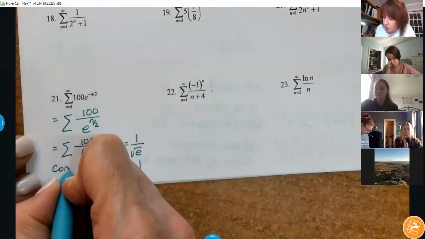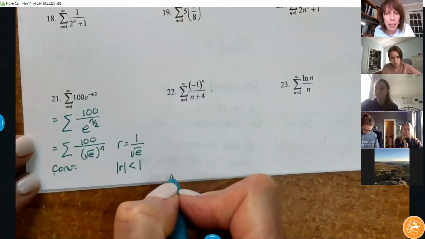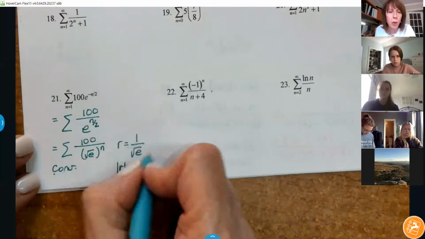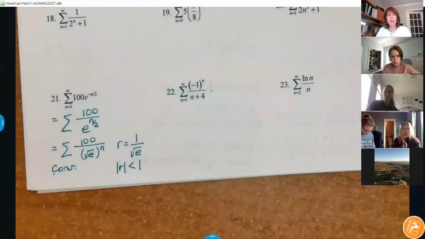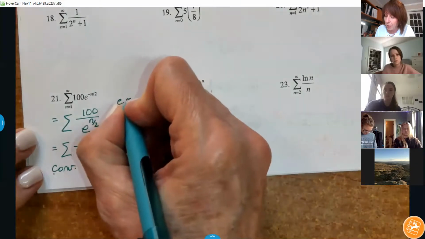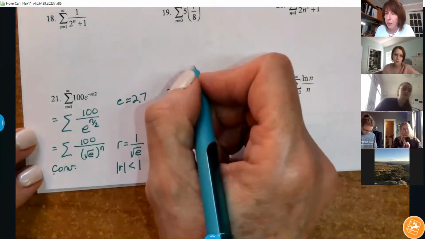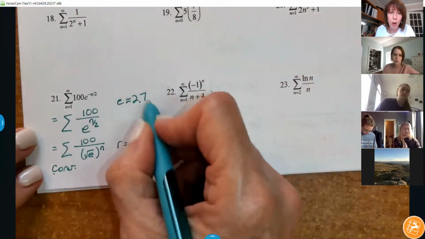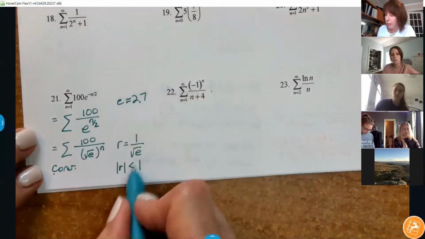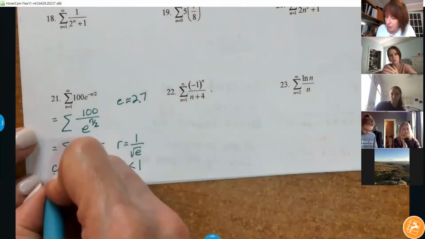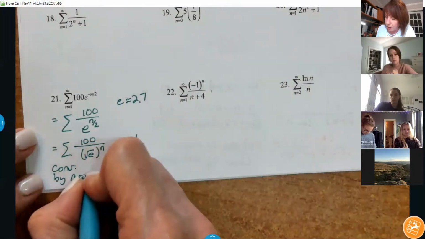So would this converge? Is the absolute value of e, is this whole thing less than 1? Is the absolute value of e greater than 1? I'm sorry, I said absolute value. Is the square root of e greater than 1? Well, e is about 2.7-ish. So if I take the square root, I'm definitely going to be bigger than 1. So yeah, the absolute value of r is less than 1. So we converge by Geo Series Test.